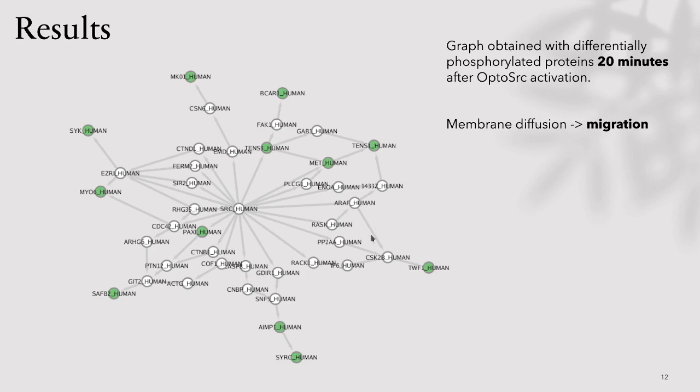This specifically is the result from applying our method to data from the opto-Src experiment, in the case where opto-Src is bound to the membrane, which leads to the lamellipodia phenotype. You can see the network signaling originating from Src at the center and diffusing towards the green differentially phosphorylated proteins.